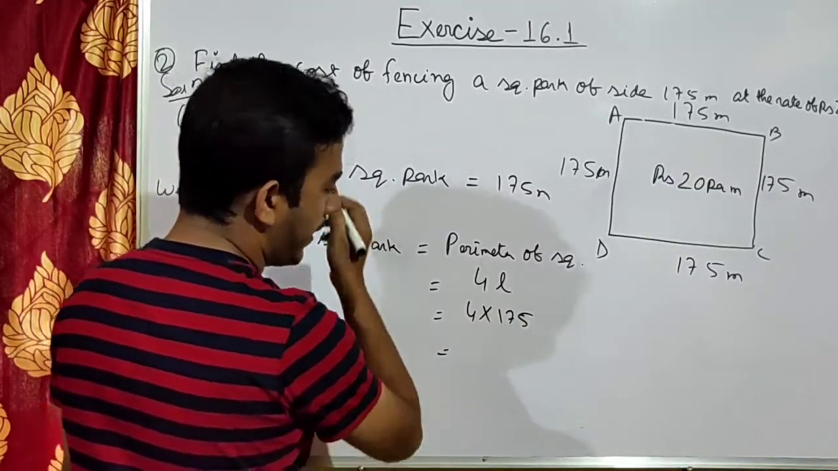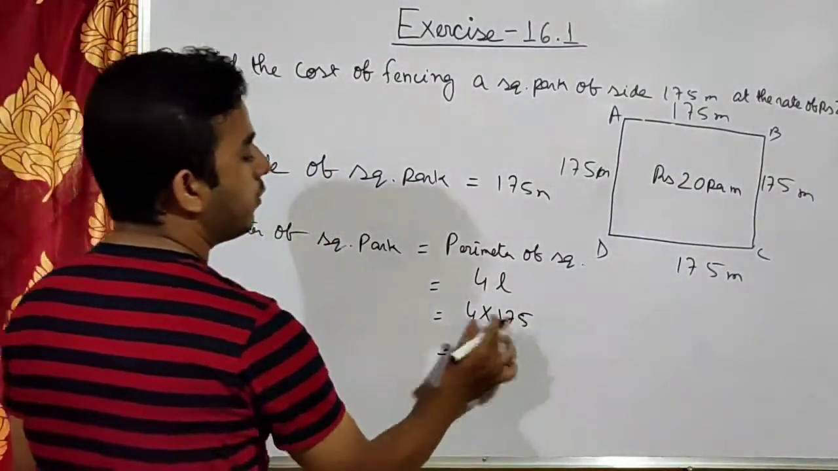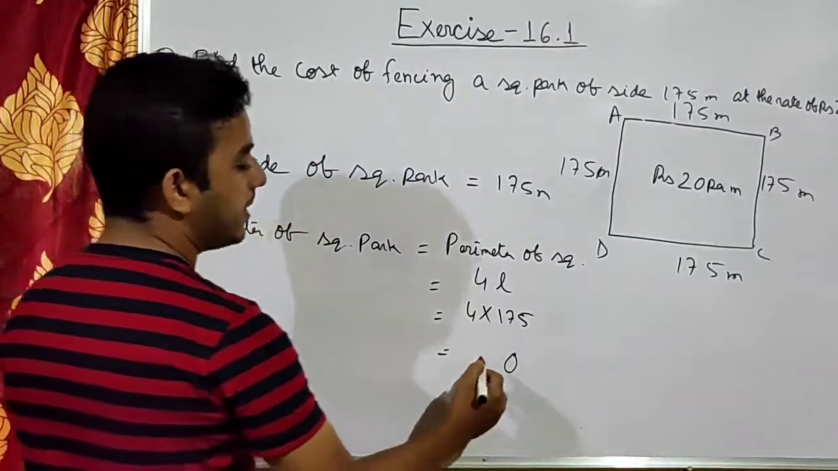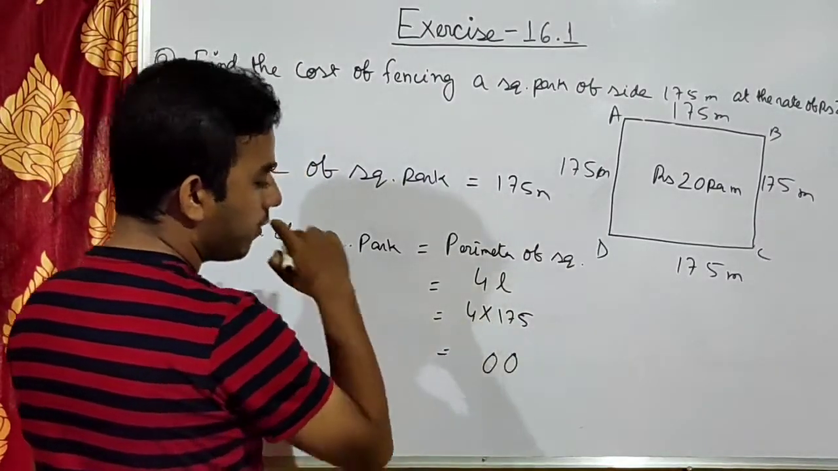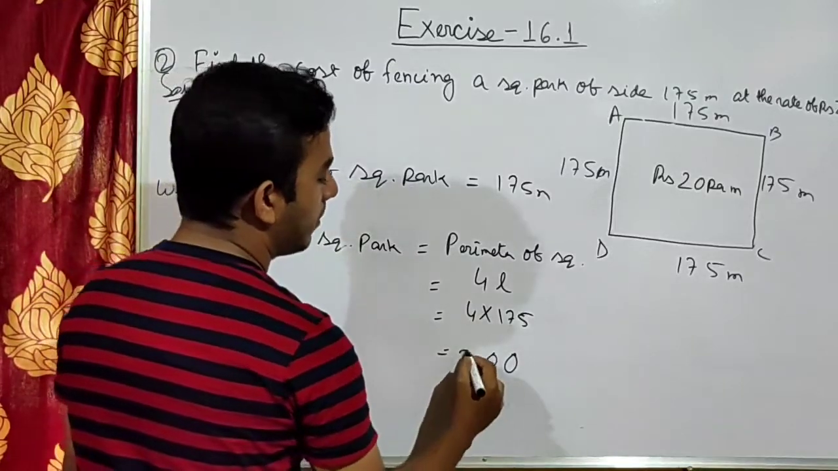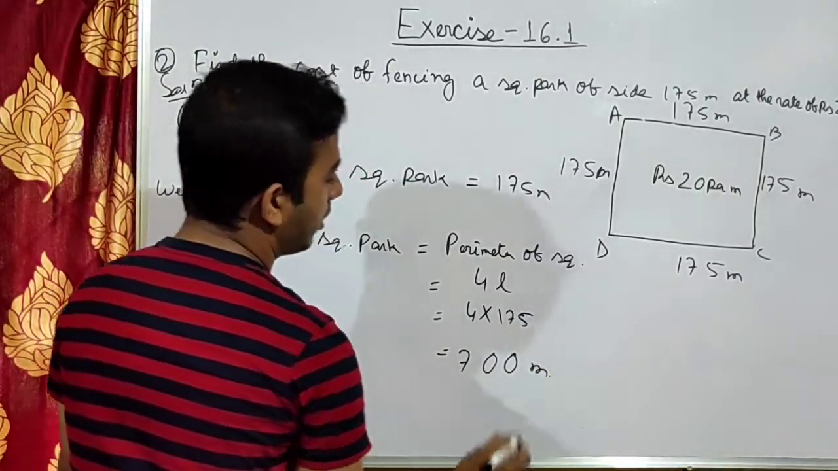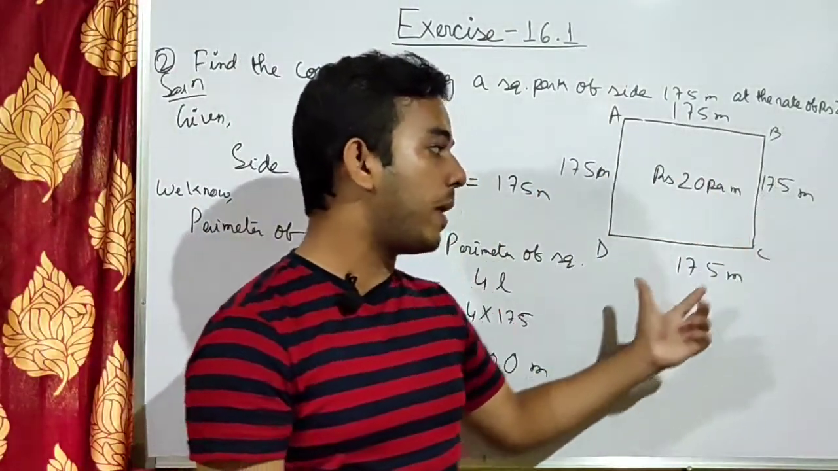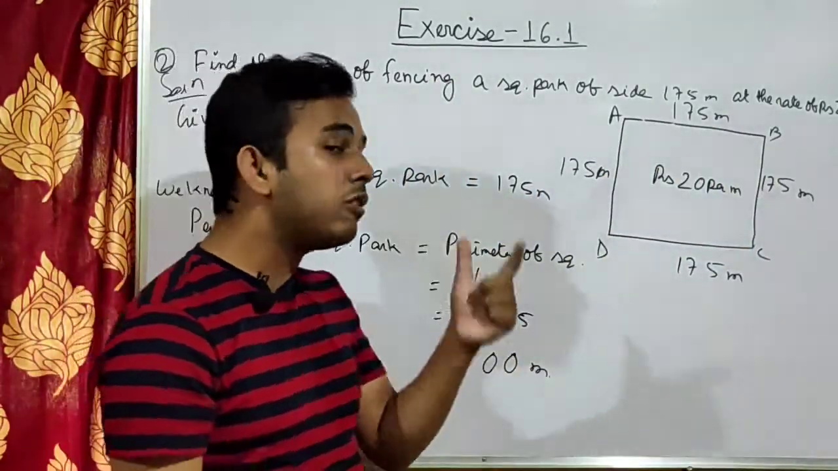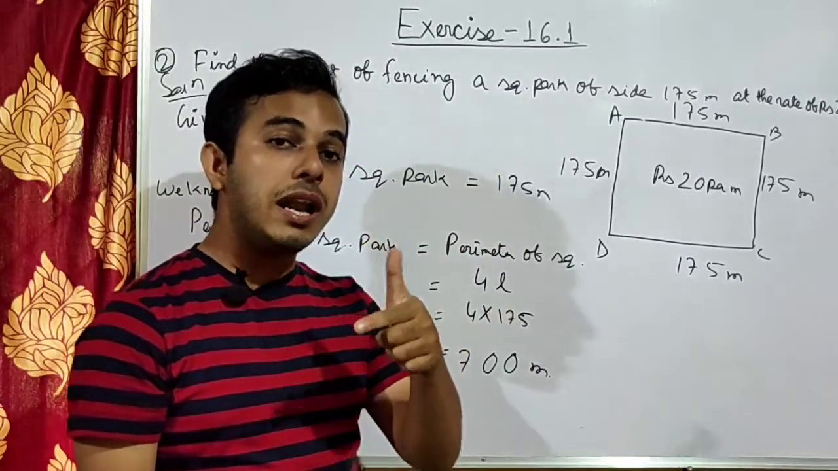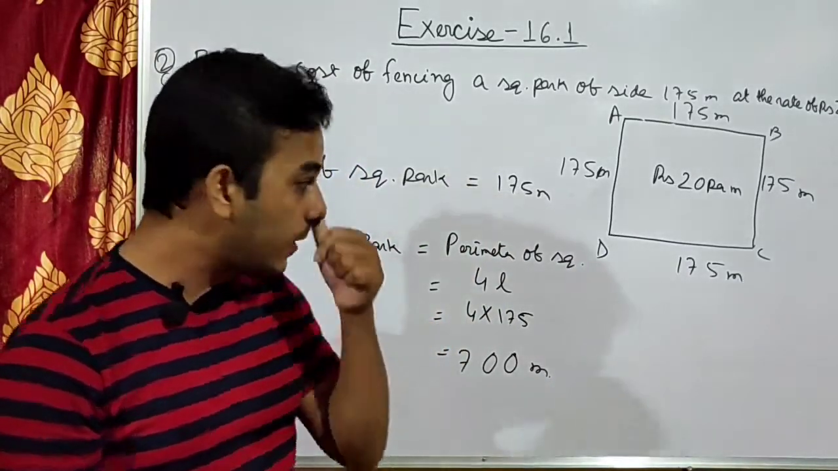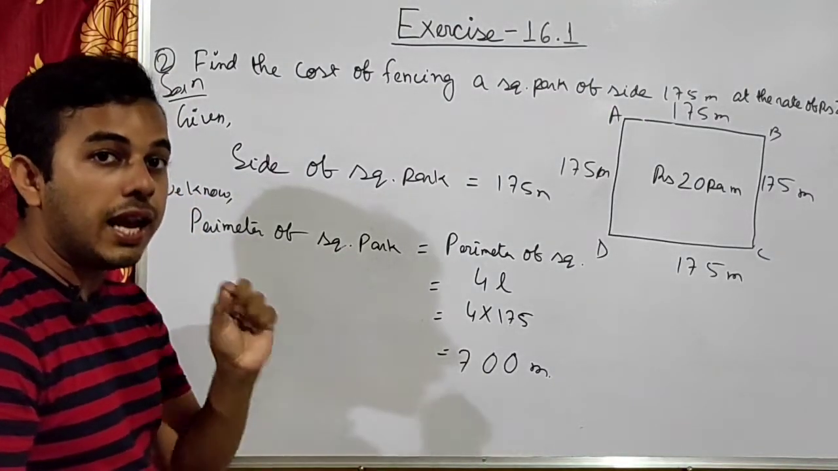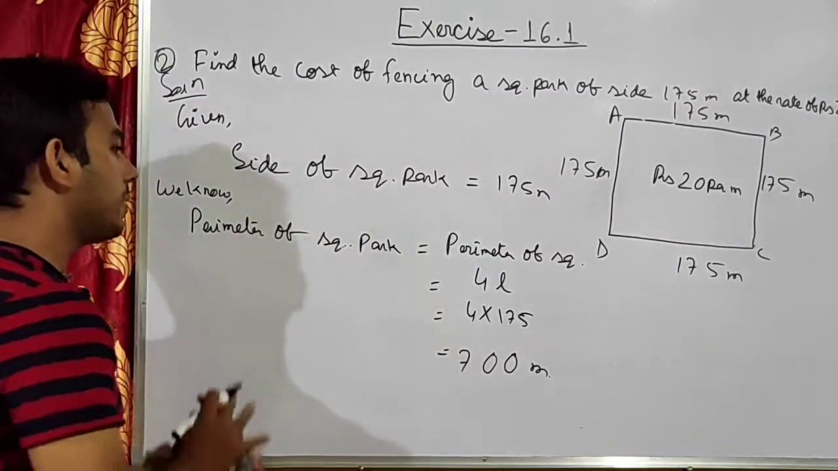Now we have to multiply 175 with 4. 5 into 4 is 20. 7 into 4 is 28, plus 2 is 30. 4 into 1 is 4, plus 3 is 7. So 700 meter. Okay. So the perimeter, that is the total length of this park, is how much? 700 meter. Total length of the park means the total length of fence. Clear? So in place of this we will write total length of fence.